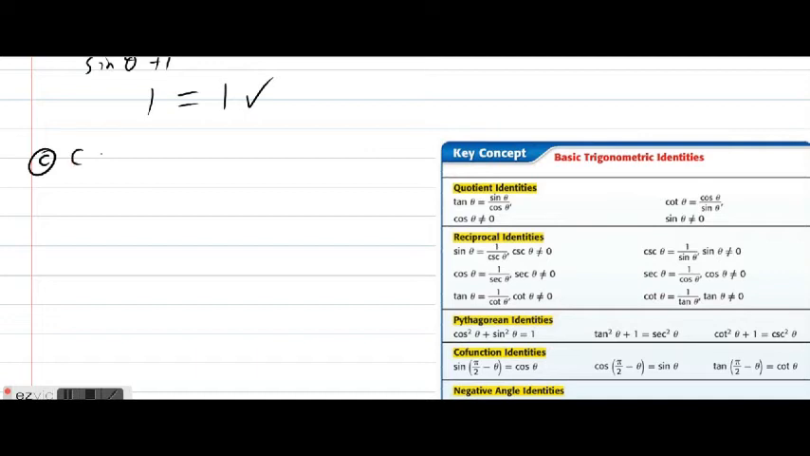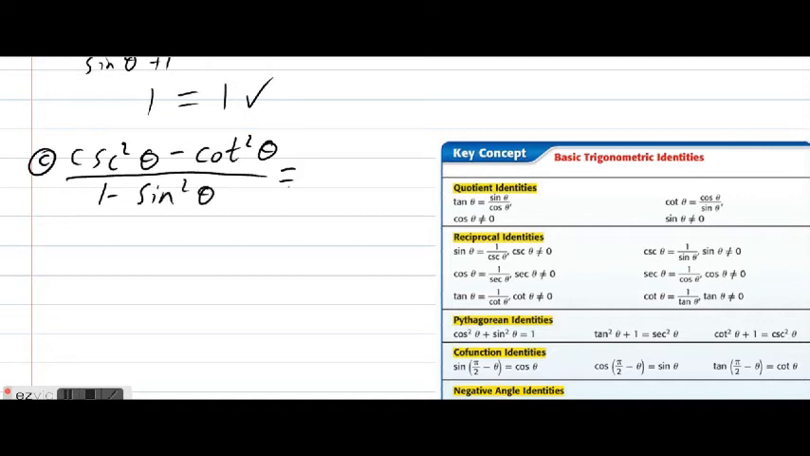Part C. Cosecant squared of theta minus cotangent squared of theta, all over 1 minus sine squared of theta. I want to prove that this equals secant squared of theta. Again, hit pause. You try it. Alright, hopefully you gave this a try.